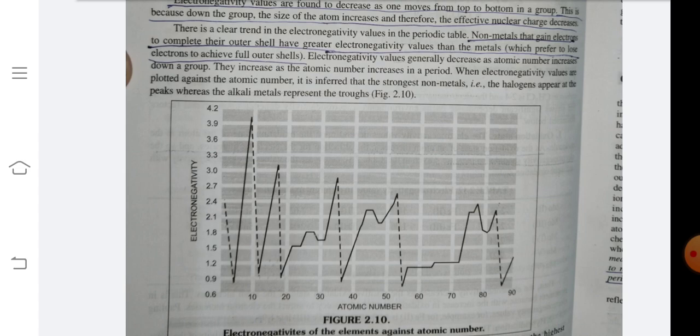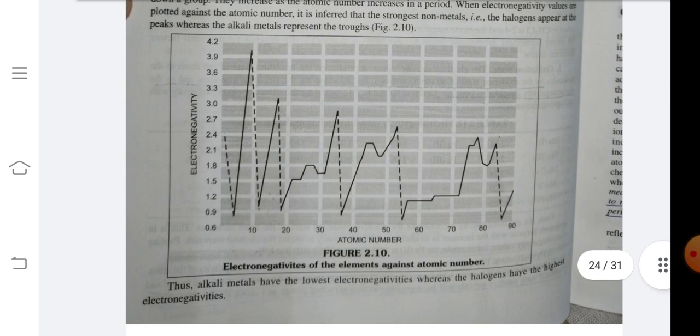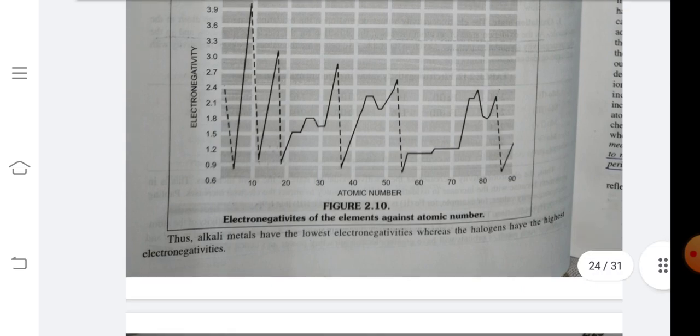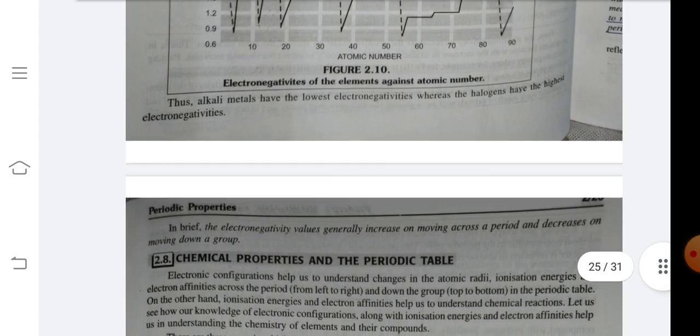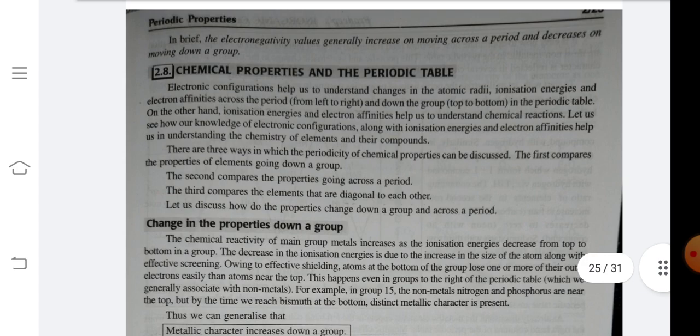When electronegativity values are plotted against the atomic number, it is inferred that the strongest nonmetals, that is halogens, appear at the peaks, whereas the alkali metals represent the troughs. Thus, alkali metals have the lowest electronegativity, whereas the halogens have the highest electronegativity. In brief, the electronegativity values generally increase on moving across a period and decrease on moving down a group.